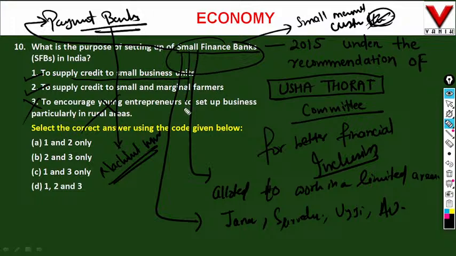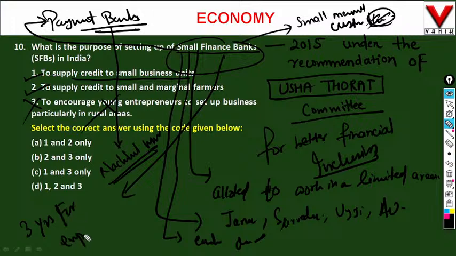They can easily lend and do all transactions, but they have some conditions. Like, they need 3 years for branch expansion. It's not easy to get their branches expanded.